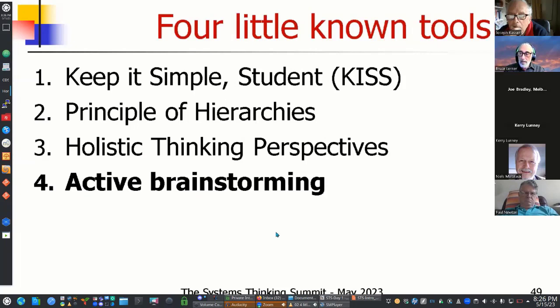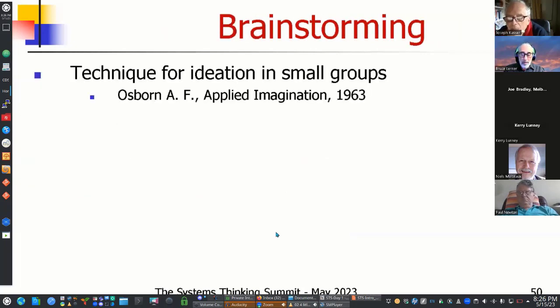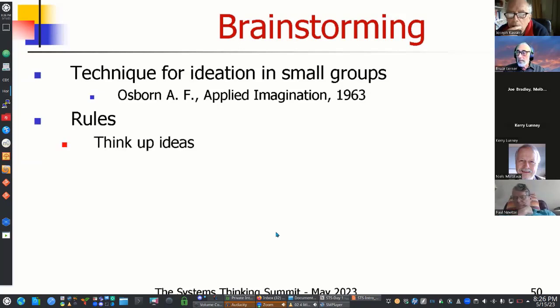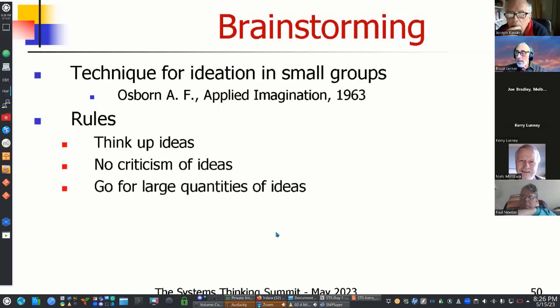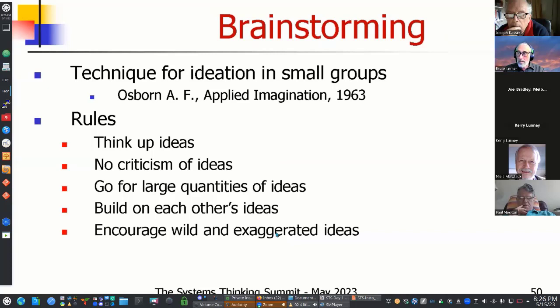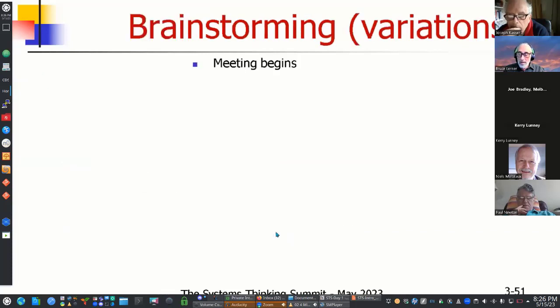And now the last tool, active brainstorming. You've probably heard of brainstorming. It's a technique for ideation in small groups that was written down in 1963. And there are lots of variations. The rules basically are think up ideas, no criticism of ideas, go for large quantities of ideas, build on each other's ideas, encourage wild and exaggerated ideas.